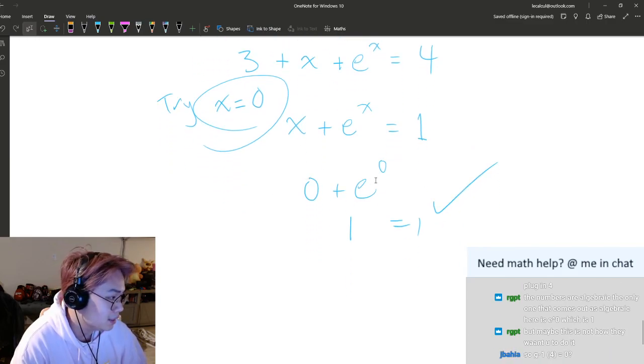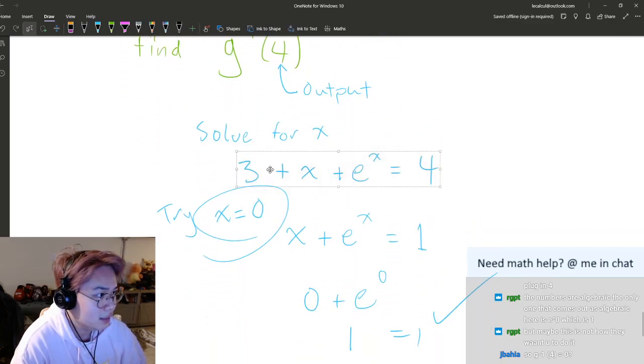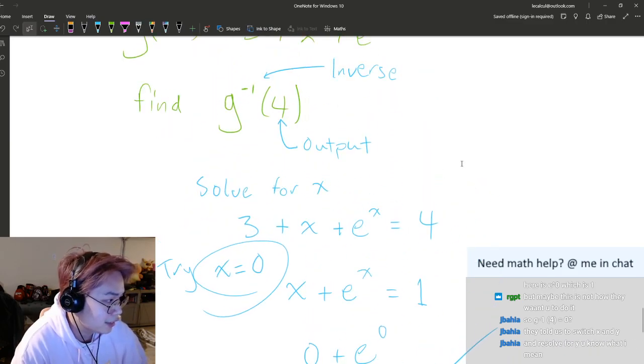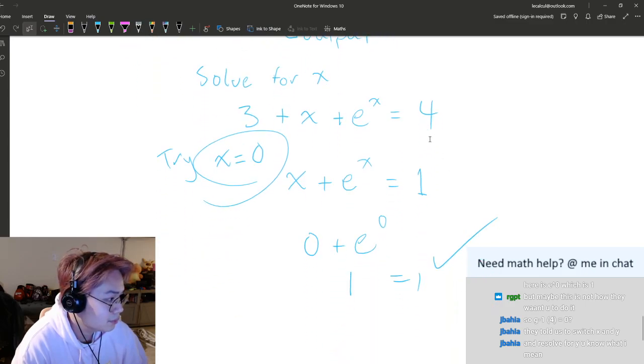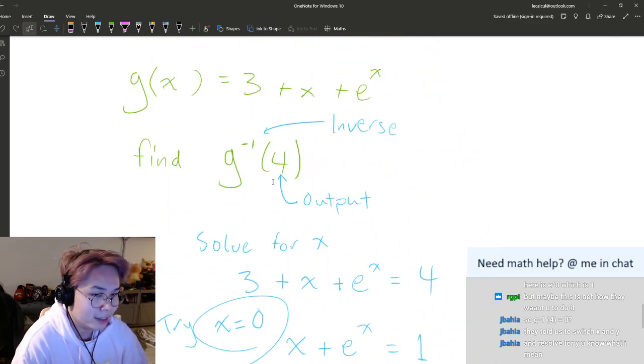Yeah, if you were to plug in 0, you get 4 in here. Because you get 3 plus 0 plus e to the power 0, so it's 3 plus 1, which is 4. Yeah, the tough part is, like, they told you to switch x and y. Yeah, I know. That's to find an inverse function, but we're just finding a particular value.